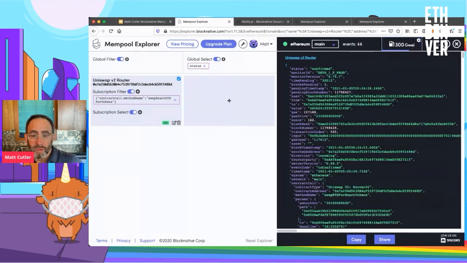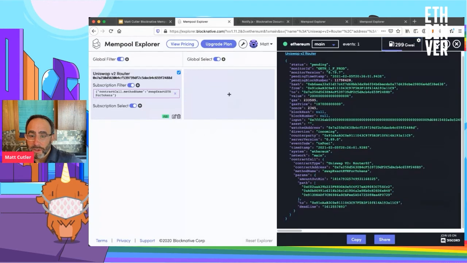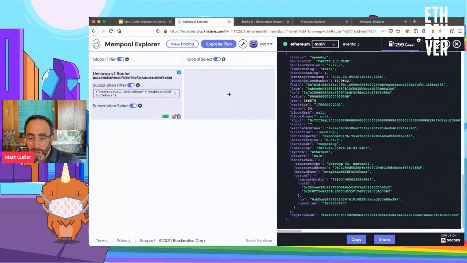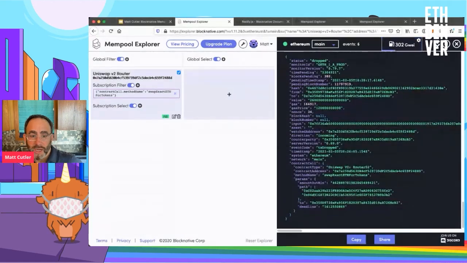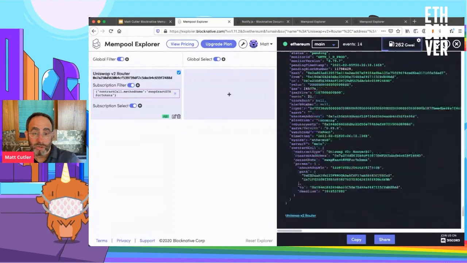Let's remove both of these. Let's start over here. And now here's a pending transaction for, and here's more coming in for swap exact ETH for tokens. You can add filters here for above a certain value or a certain criteria.